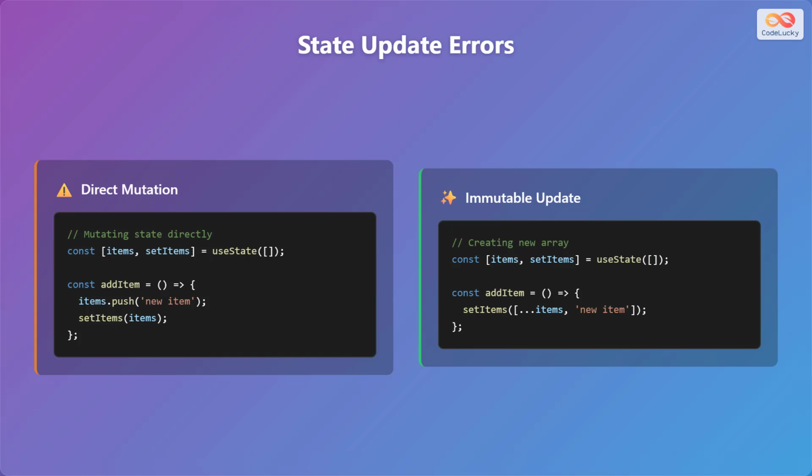Another frequent mistake is directly mutating the state. In the example on the left, we are trying to update the items array by directly pushing a new item into it, and then setting the state with the same mutated array. This is incorrect because React relies on immutability to detect changes. The correct way, shown on the right, involves creating a new array with the new item added, using the spread operator, and then updating the state with this new array. This ensures React can properly detect the change and re-render the component.